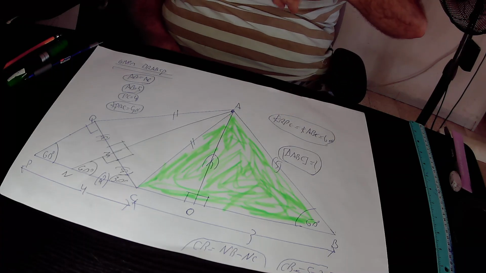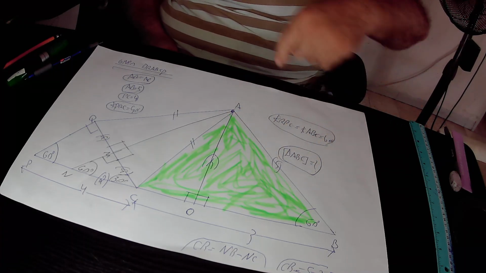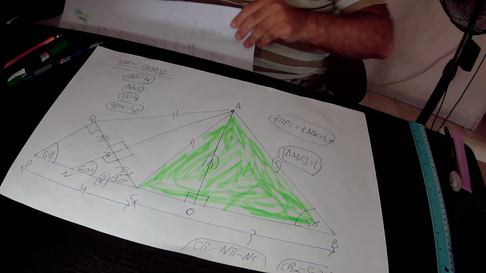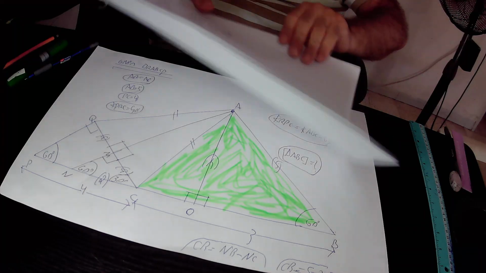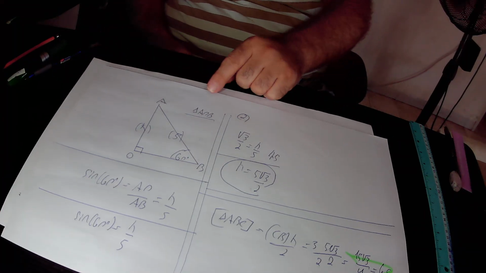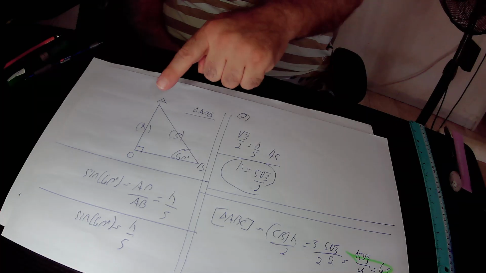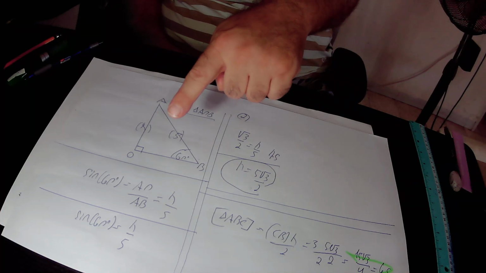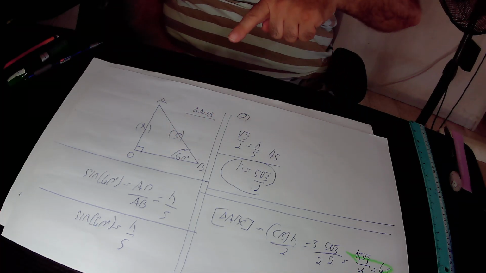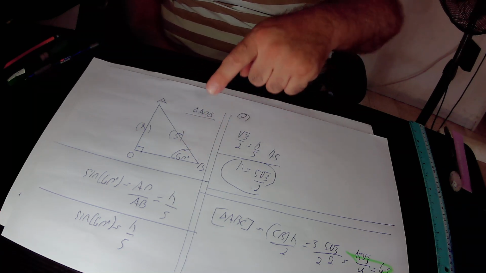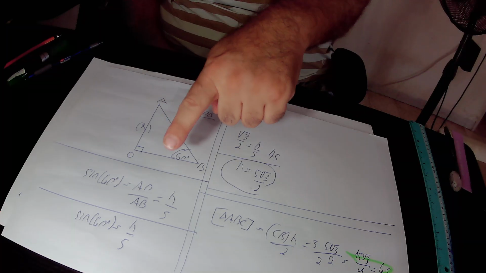In the next step, I copied the green right triangle AOB to a new page and analyzed it. This is the green right triangle AOB that I copied from the original drawing. In this green triangle AOB, sin of 60 degrees equals AO over AB. AO equals h and AB equals 5. So sin of 60 degrees equals h over 5.